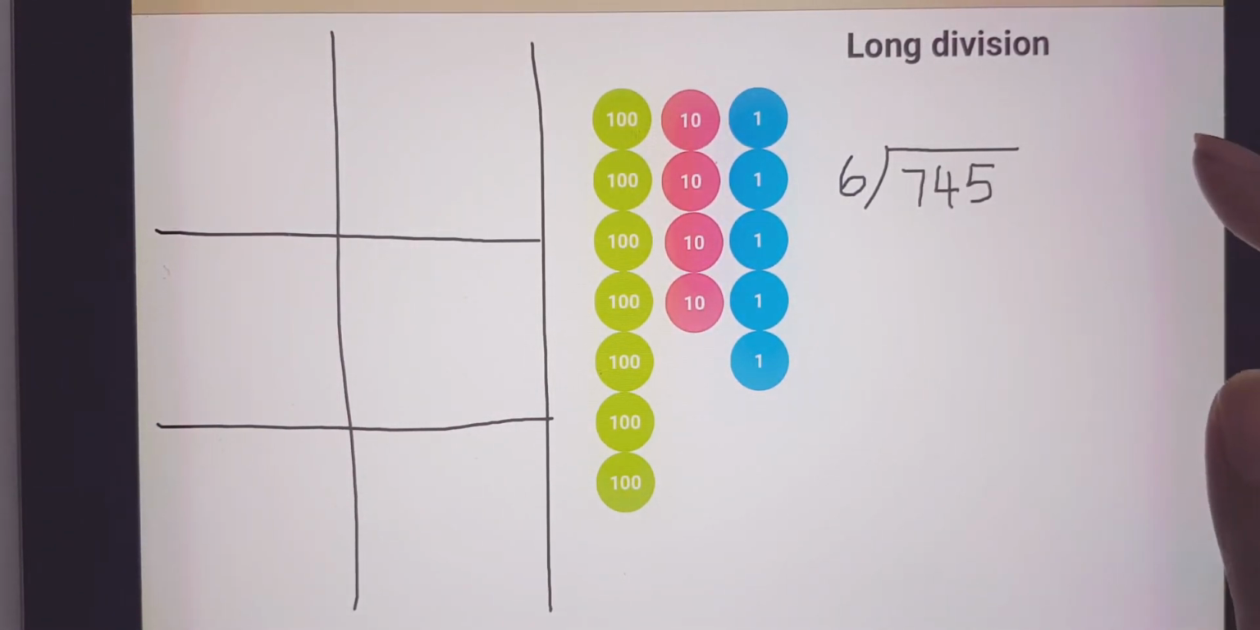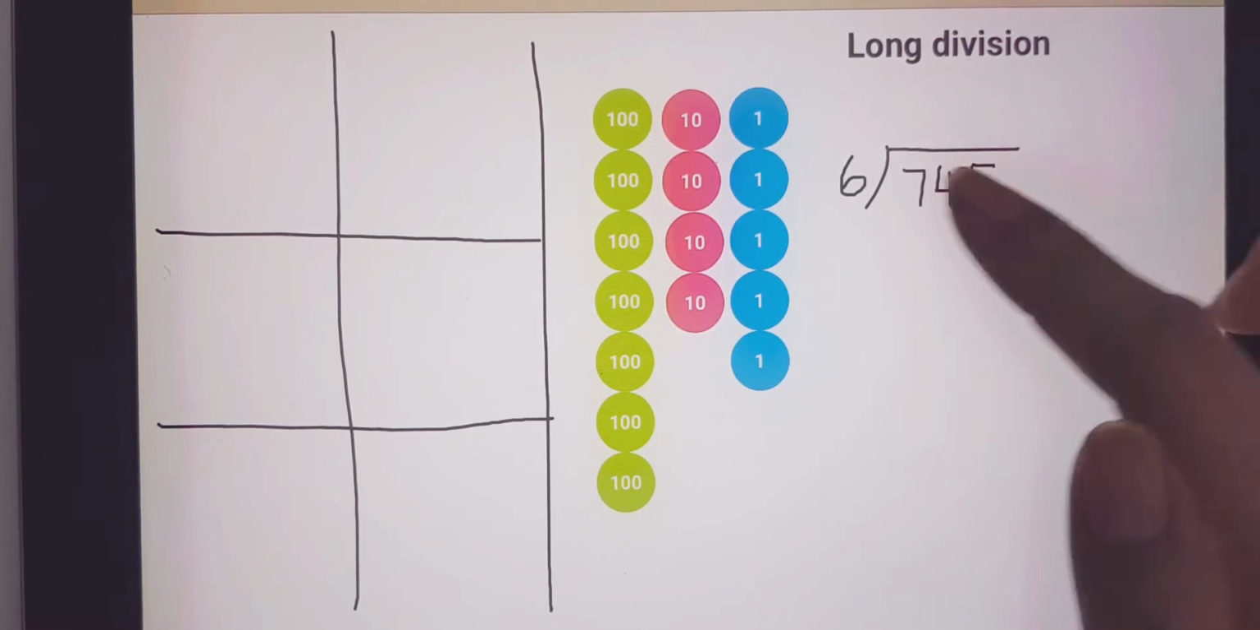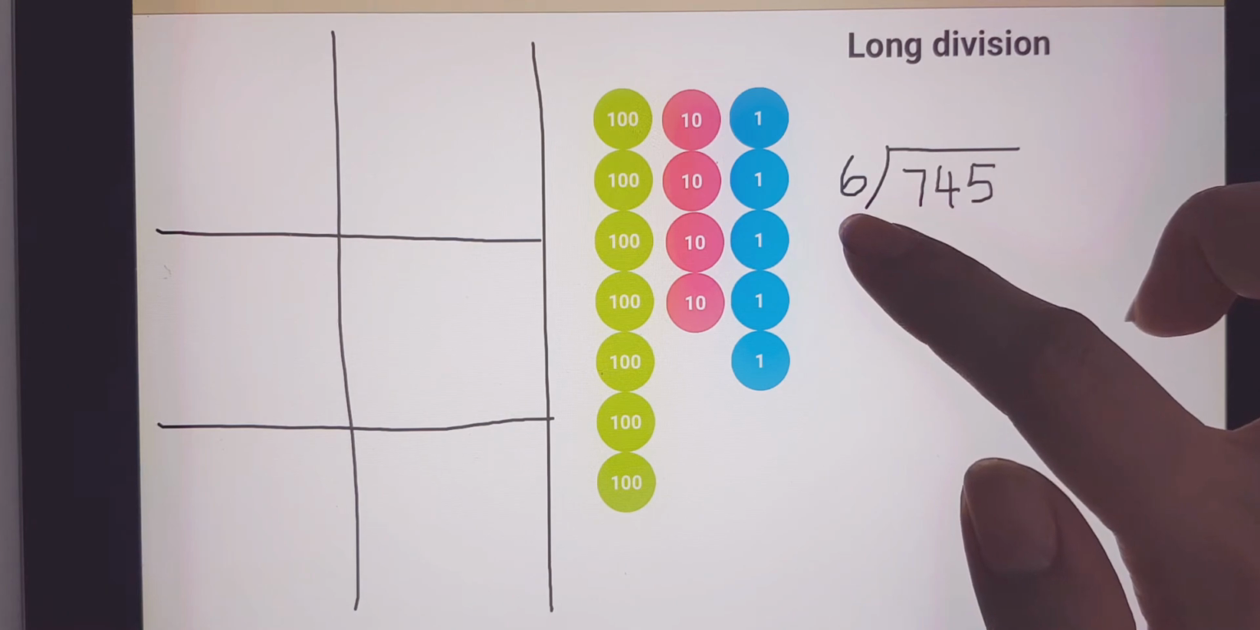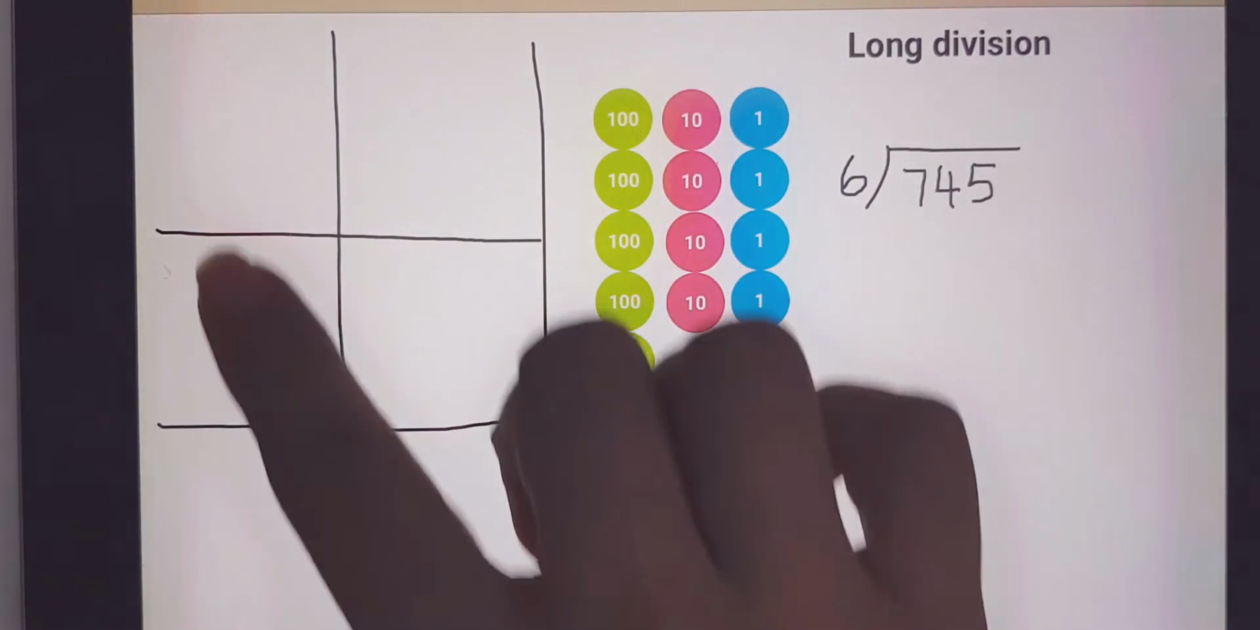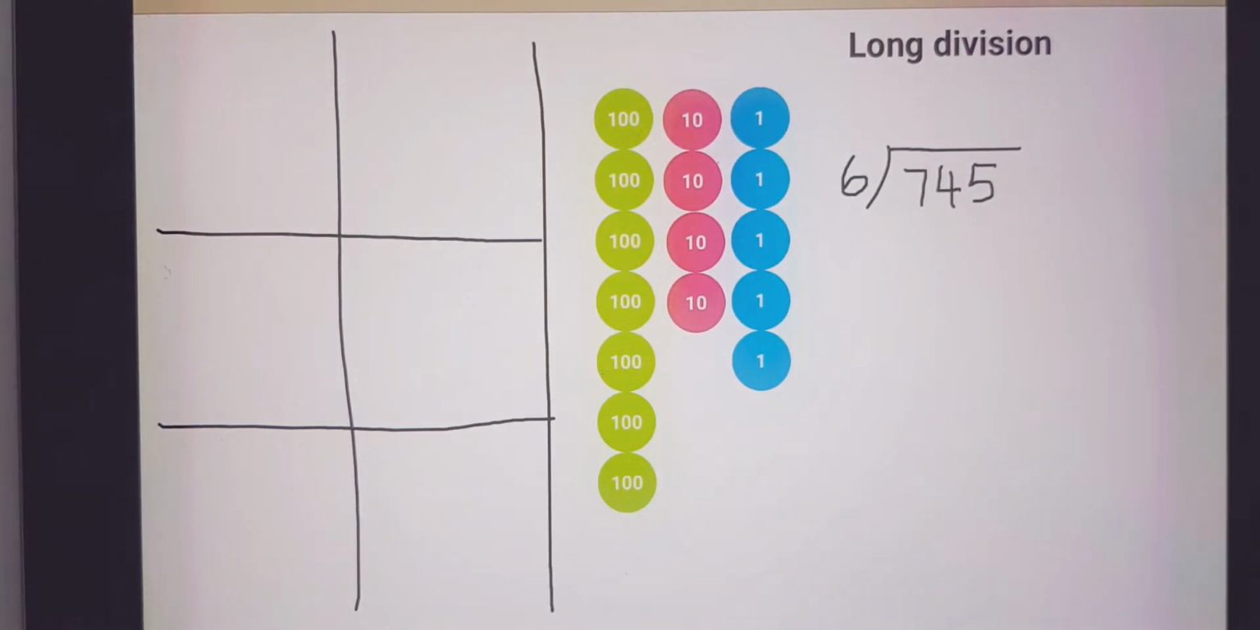Okay, in this question that we have here, we have 745 and we are going to share equally or split equally into 6 equal groups. And I have made these 6 different squares as our groups that we are going to share equally into.